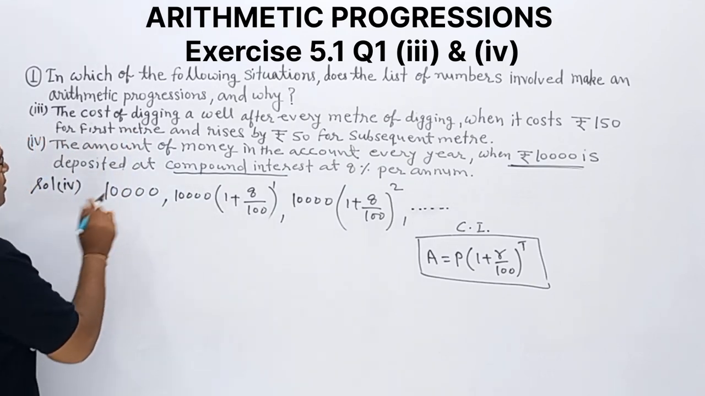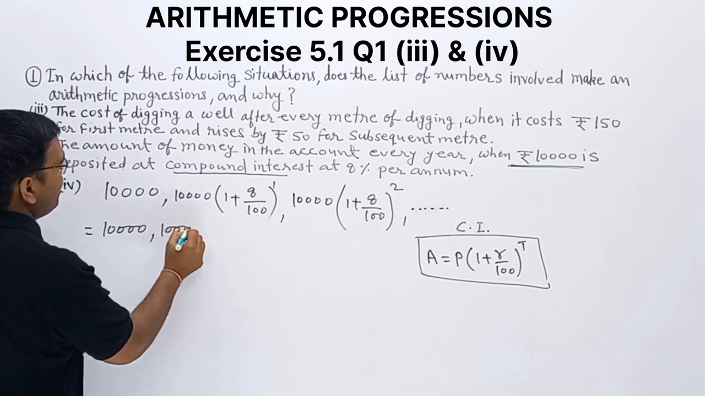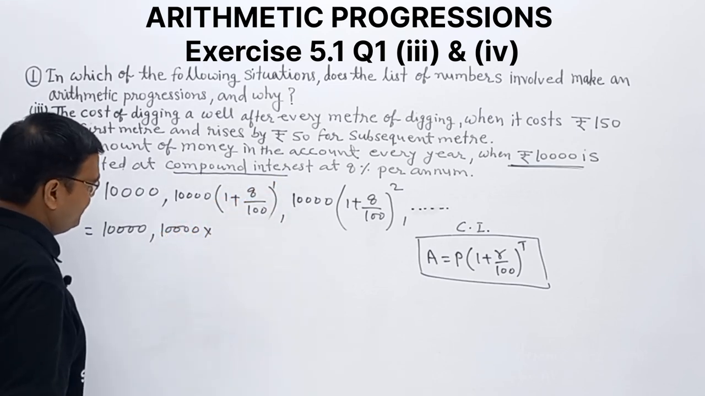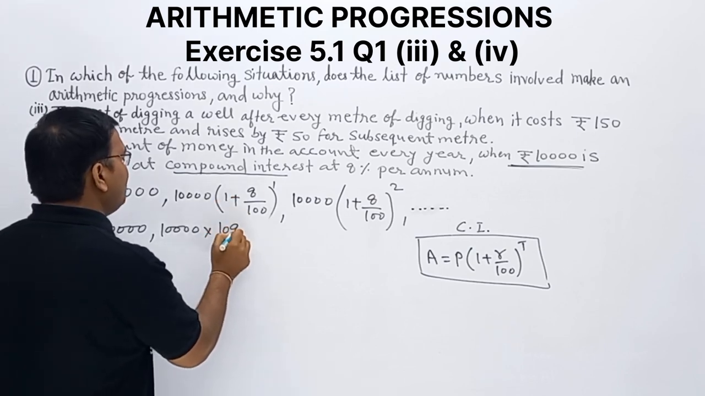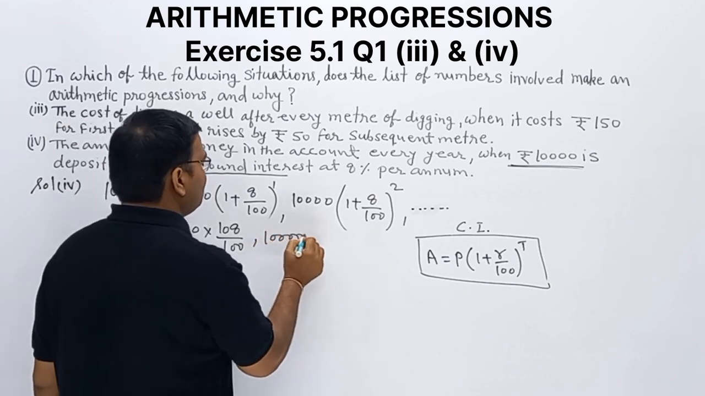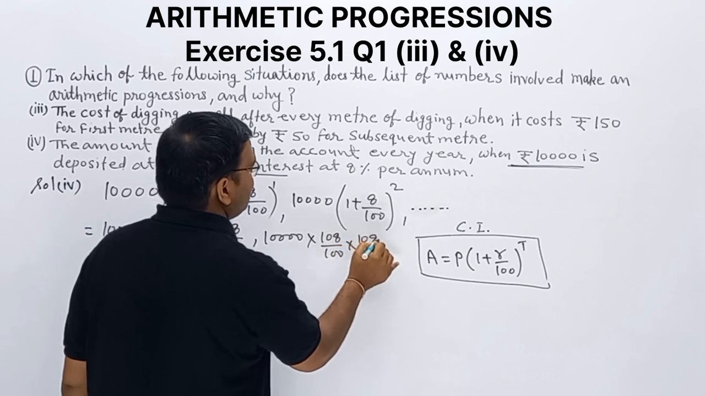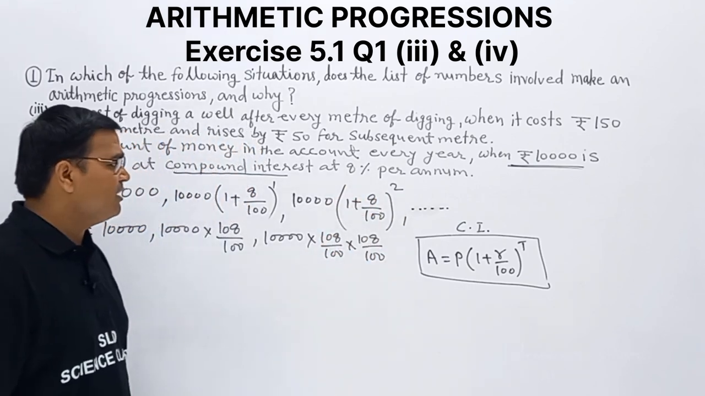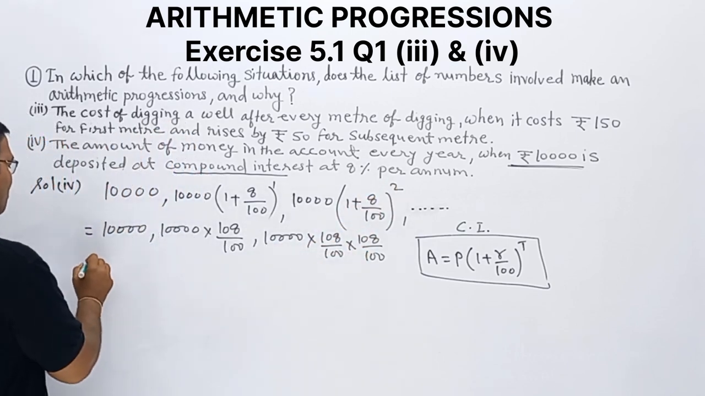Solve this one. The next term will be 10,000 into, taking LCM, the power is 1, so directly we can write 100 plus 8, 108 divided by 100. And this one will be 10,000 into 108 upon 100 into 108 upon 100, that is 108 upon 100 with power 2. Clear?